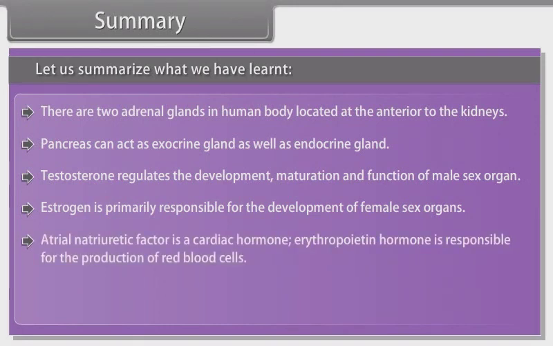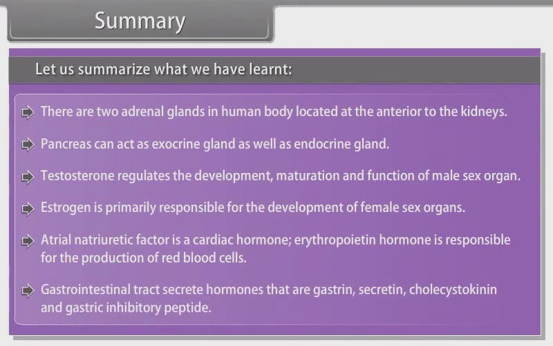Atrial natriuretic factor is a cardiac hormone. Erythropoietin hormone is responsible for the production of red blood cells. The gastrointestinal tract secretes hormones that are gastrin, secretin, cholecystokinin, and gastric inhibitory peptide.